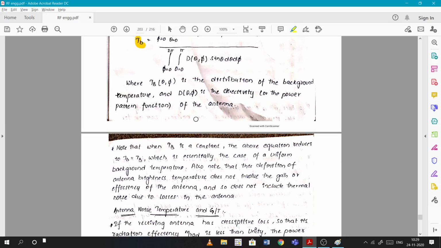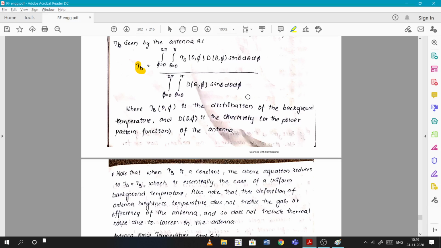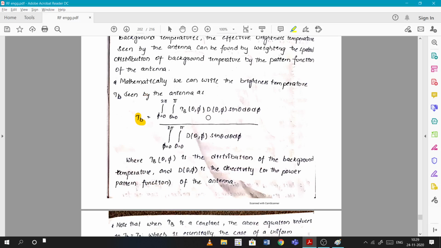Also note that the definition of an antenna brightness temperature does not involve the gain or efficiency of the antenna, and so does not include thermal noise due to losses in the antenna. In this expression we can see that there is no term related to thermal noise, or any gain or efficiency of the antenna. That's why it doesn't include any thermal noise.